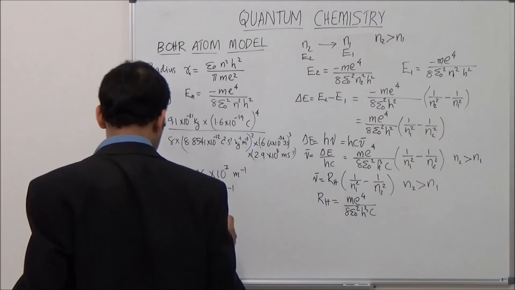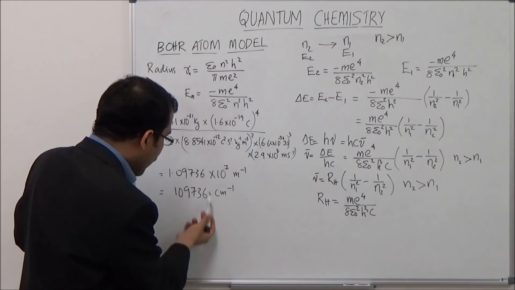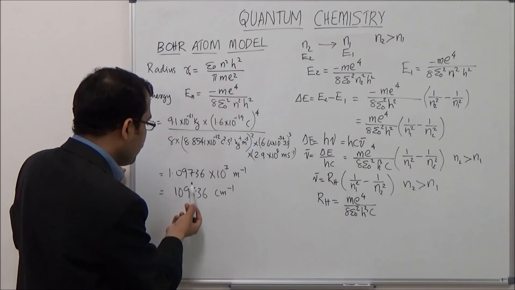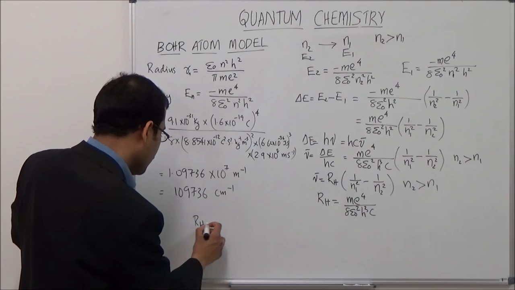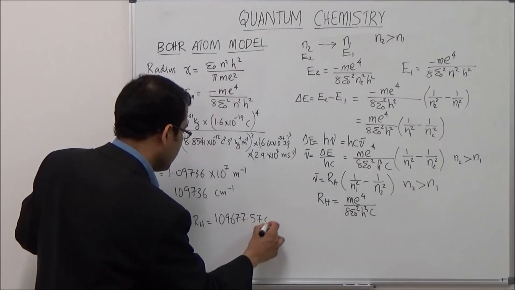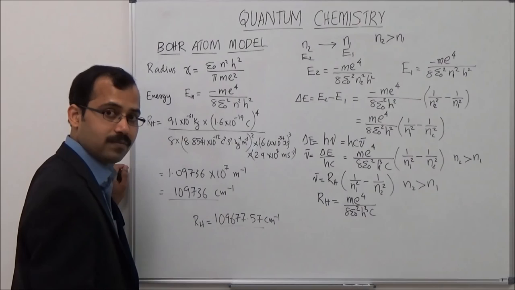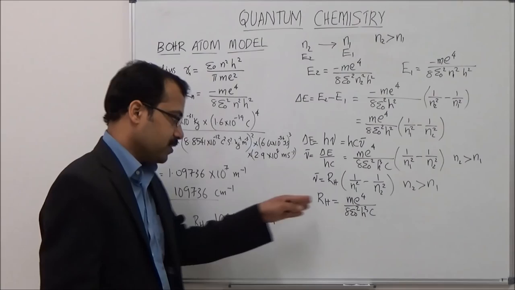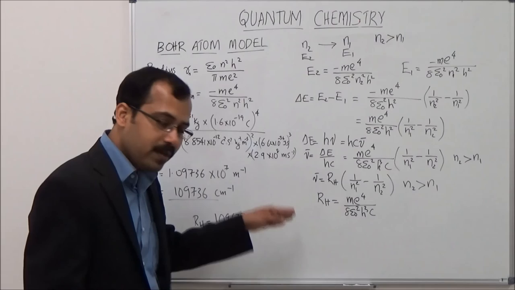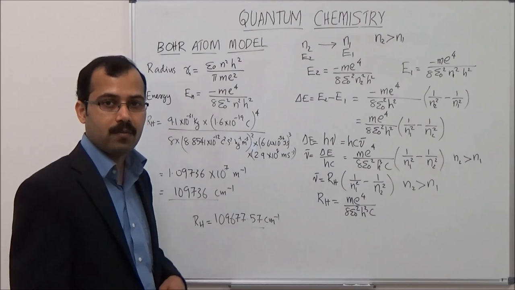So we can see that we have a value that is calculated for the Rydberg constant, 109736 centimeter inverse. The experimental value of the Rydberg constant is 109677.57 centimeter inverse, and these values are very close. So we got the value of the Rydberg constant from the Bohr model. So the Bohr model was very much successful in explaining the Rydberg formula and thereby the emission spectrum of hydrogen.